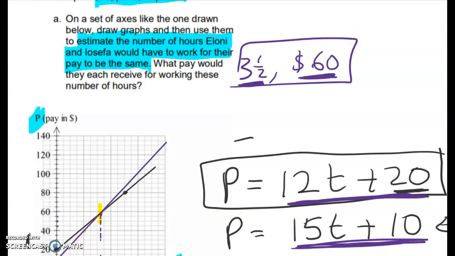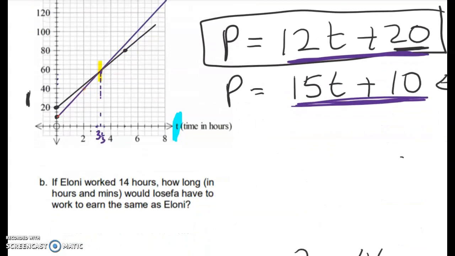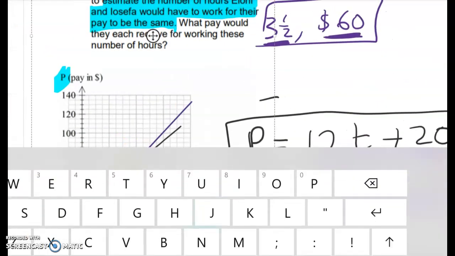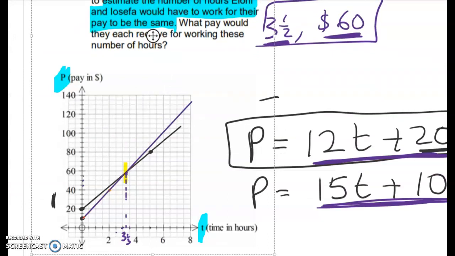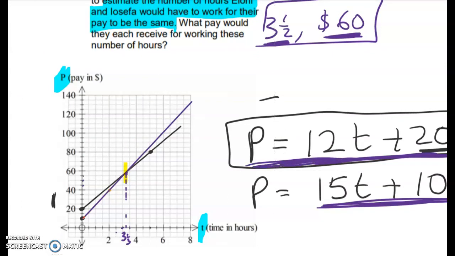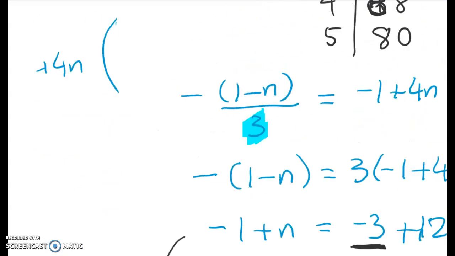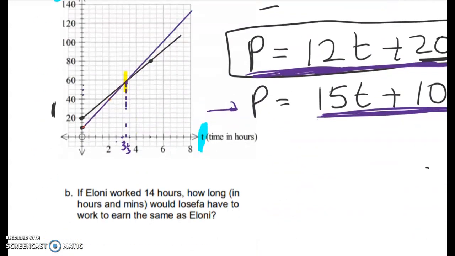The next thing we're asked to do is to say that if Eloni worked 14 hours, how long would Josefa have to work to earn the same amount? So the first thing I'm going to do is work out Eloni's pay using his equation, this one here. I'm going to get that amount and then use it with Josefa's equation. Let's just check the question wording. Right, so Eloni's equation is 12t plus 20.